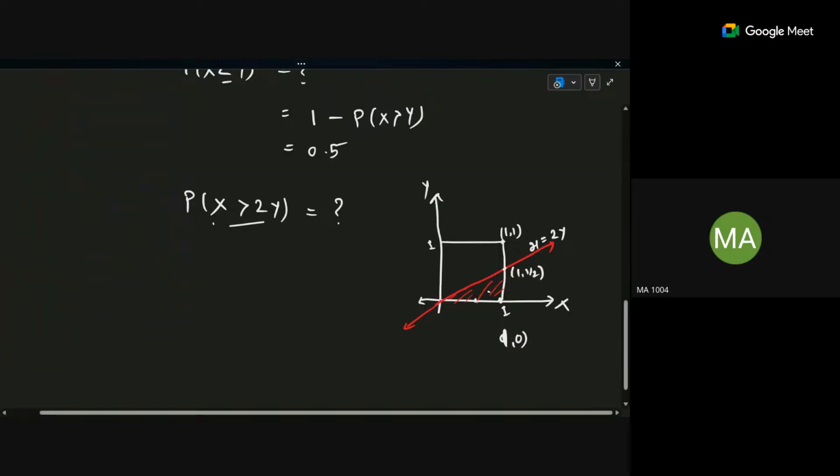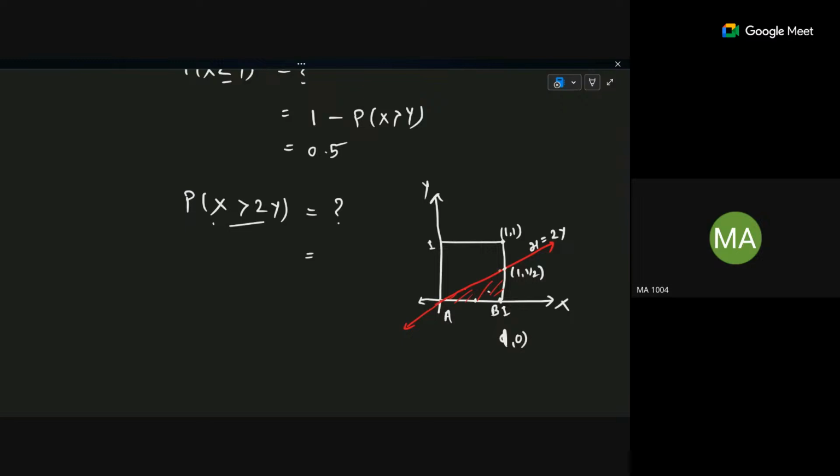Okay. So x greater than twice y is nothing but the area of this triangle. Let's say A, B, C. You wrote the coordinate 1 comma 2, but no, it's 1 comma 1 by 2. That was for x is equal to twice y, where you multiply this 1 by 2, that I was indicating.